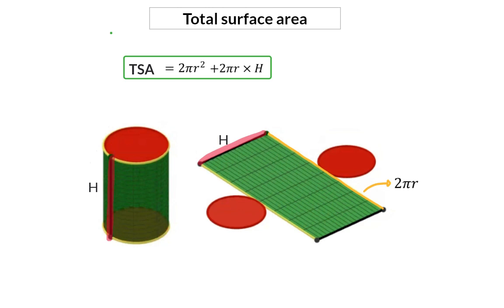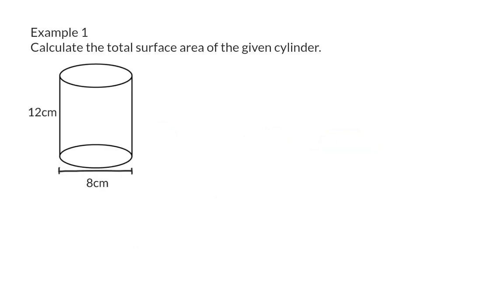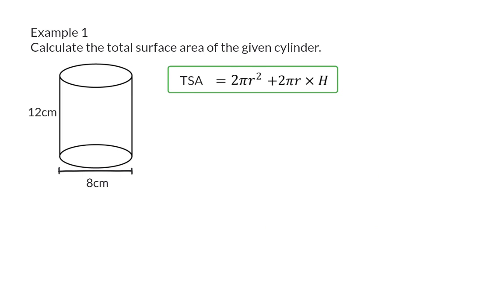Let's have a look at an example. Example 1. Calculate the total surface area of the given cylinder. Firstly, we're going to start off determining the area of the two circles, and that is pi times the radius squared. Here, the diameter was given as 8, so the radius is 4.